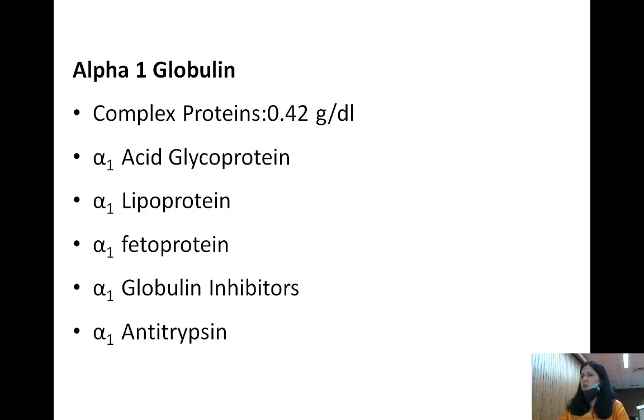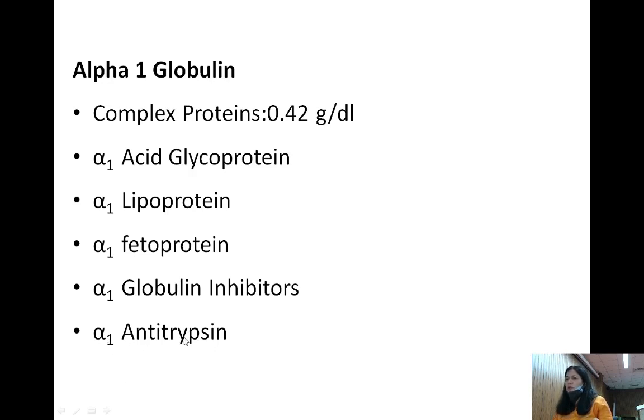So what are the proteins which form the alpha 1 band? Remember alpha 1 acid glycoprotein, alpha 1 lipoprotein, alpha 1 fetoprotein, alpha 1 antitrypsin, and alpha 1 globulin inhibitors. Other than that, you have got thyroxine binding globulin. It is difficult to remember, but at least remember 2 or 3 names. You can remember alpha 1 lipoprotein, alpha 1 antitrypsin, very important.